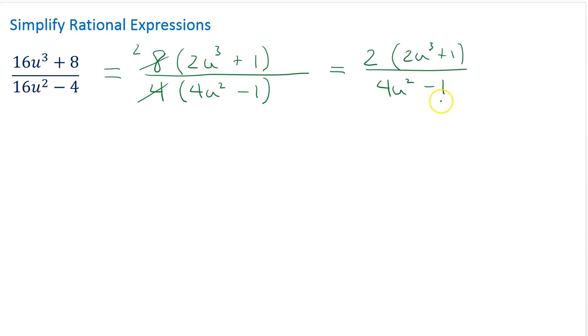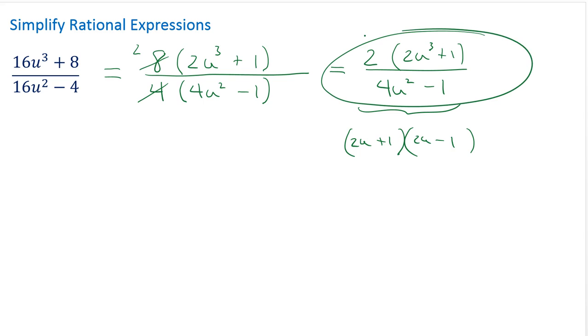Now the 4u squared minus 1 factors, but the 2u to the third plus 1 does not factor further. I wish that 2 wasn't there, and then that would be a sum of cubes. But since it's there, I can't factor this any further. Now the denominator, in case you want to see, would factor into 2u plus 1 times 2u minus 1. But my 2u to the third plus 1 in the numerator doesn't factor, so this is a completely simplified rational expression.